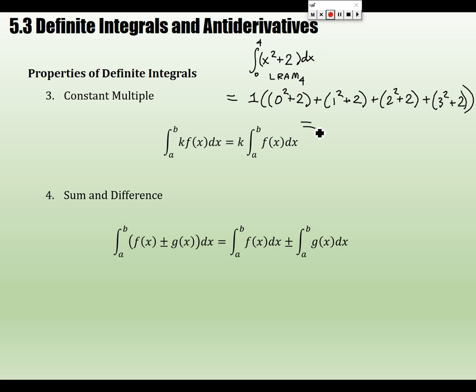But couldn't you equally say, do you see what I'm about to do? Couldn't we also say that's 1 times 0 squared plus 1 squared plus 2 squared plus 3 squared, plus 1 times 2 plus 2 plus 2 plus 2? You see what I'm saying? I could have done them separately. I could have done LRAM 4 on x squared and LRAM 4 on 2 and added them together, right? And so why does this end up being the same as that for a Riemann sum?